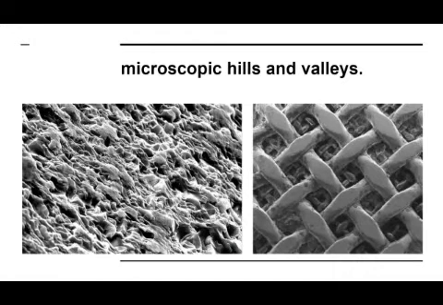Microscopic hills and valleys. When we look at certain surfaces or objects, we can tell that it is smooth because it's shiny, or when we feel it, it feels really smooth. But actually, when we take a microscopic view of the surface, we will notice that these surfaces are not smooth at all. So the surface on the left is the surface of a piece of glass. Glass is really smooth. Yeah, it is. But at a microscopic level, you can see that it's really rough.